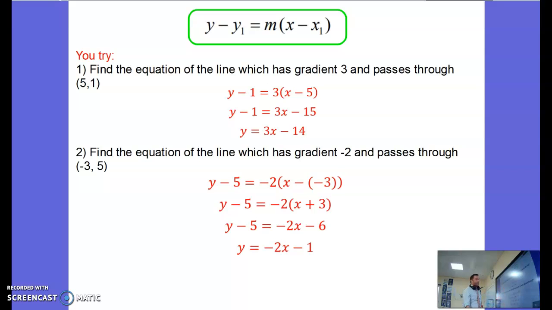There we go. There's the equation of a line in the point gradient form, or using the point gradient form to find the equation of a line. That's what you just did. Nice one.